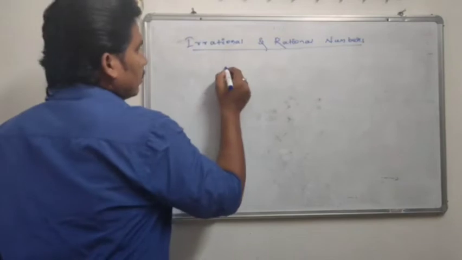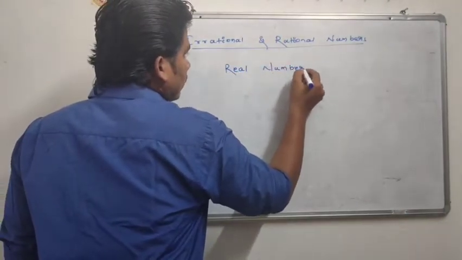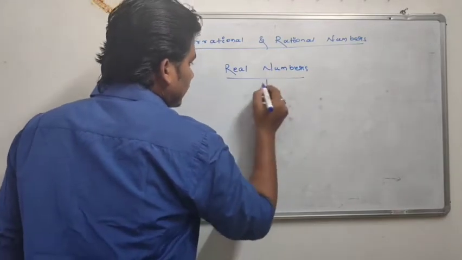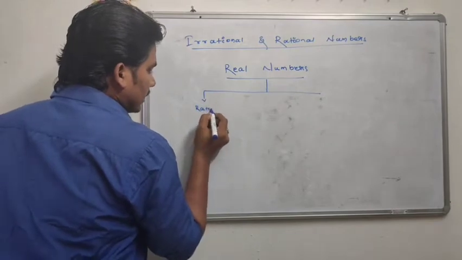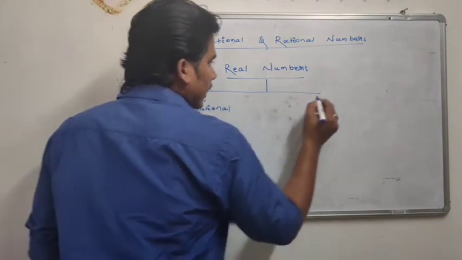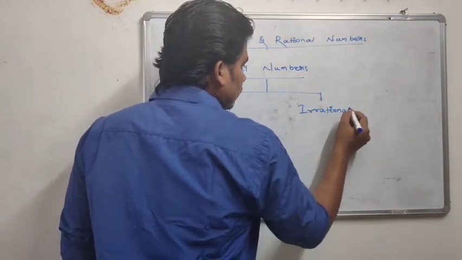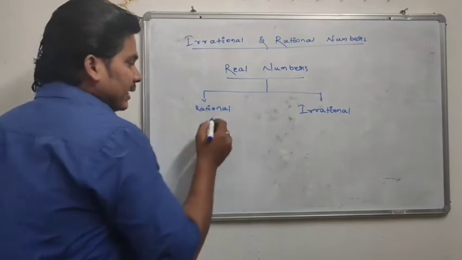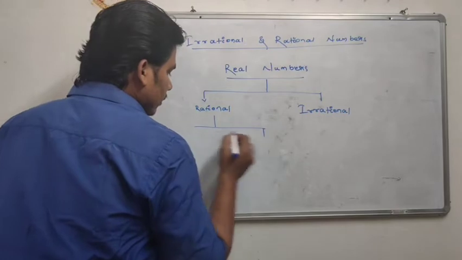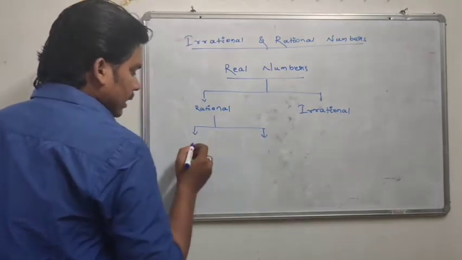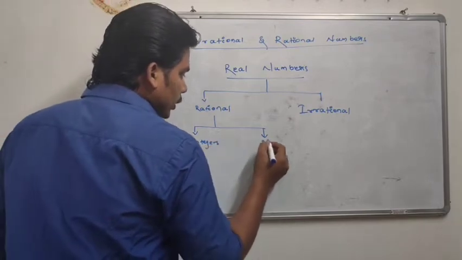In the real numbers, you can say there are two parts. One is the rational numbers, and another part is the irrational numbers. In the rational numbers, you can divide them into two parts again. One is the integers, another one is the non-integers.